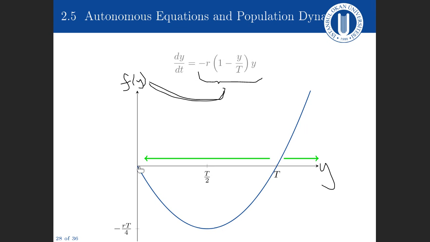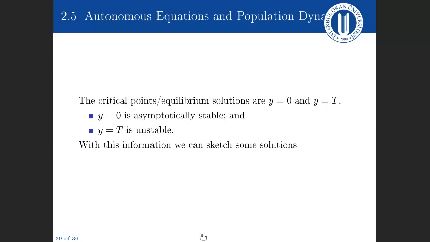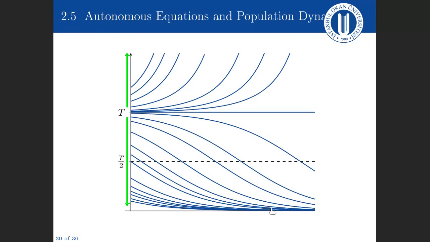We can see that 0 is asymptotically stable because the only arrow points towards it. T must be unstable because both arrows are pointing away. Using this information, we can sketch some solutions.